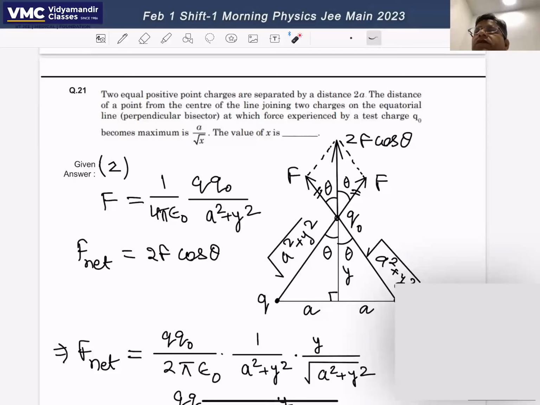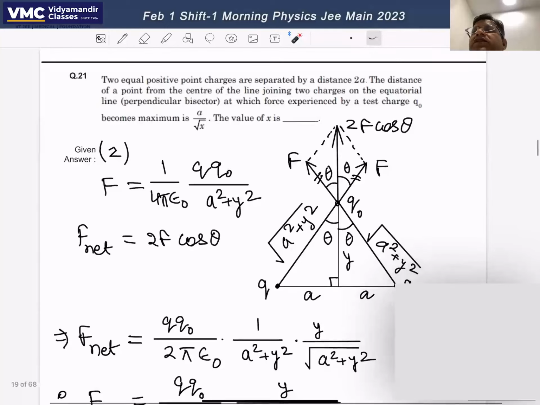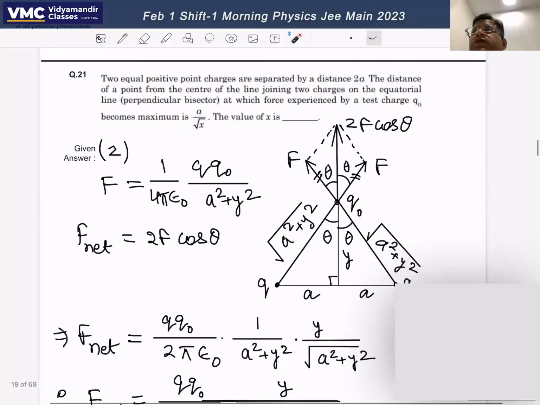So we have to find the value of x. This force is maximum on Q0 when its distance is a upon root x from the midpoint.